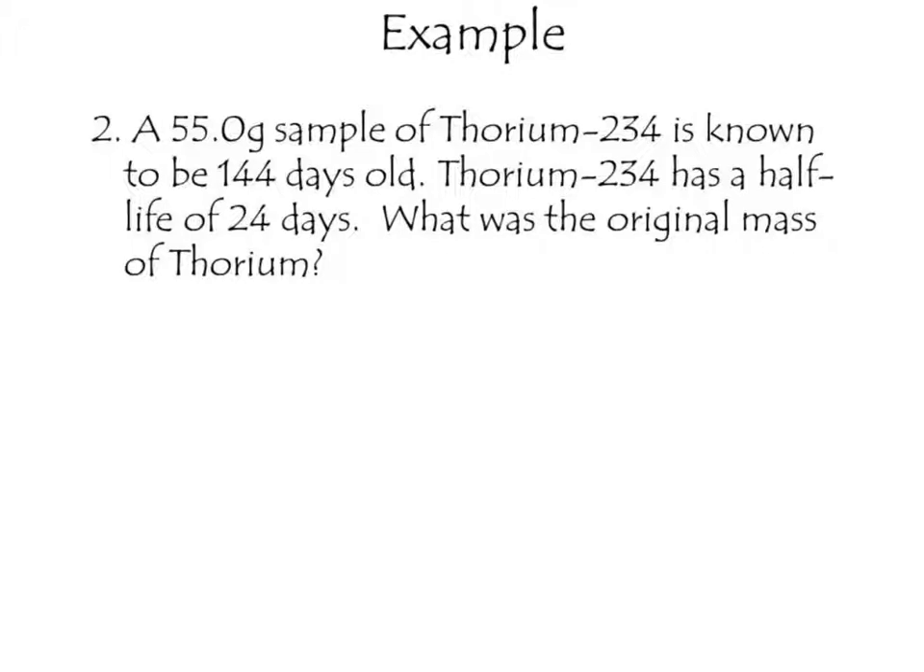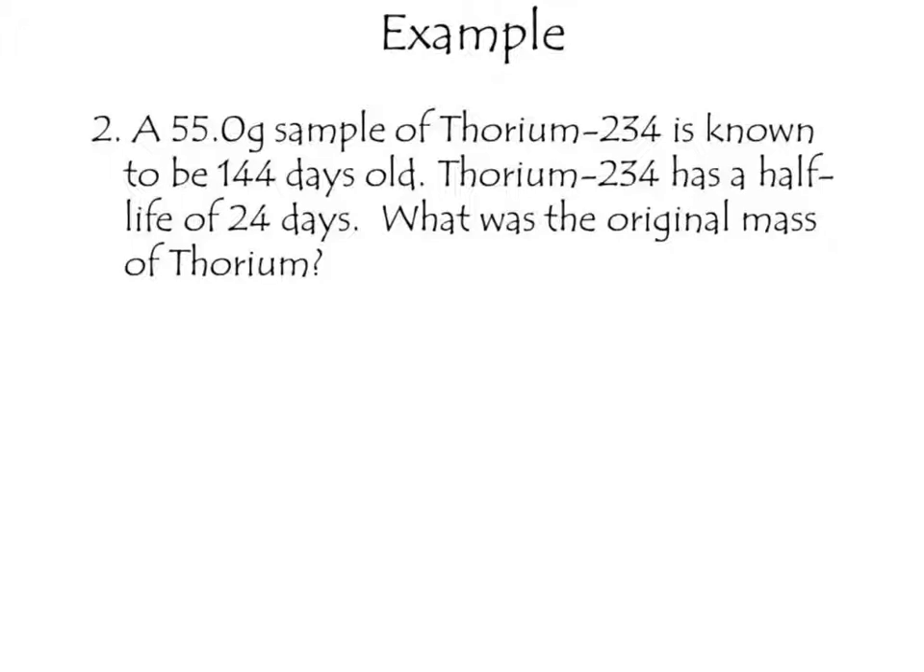All right, in this example, instead of us being given the original mass and solving for the final mass, we have a few more components that have been added to this. We are given now the time elapsed, so the total amount of time or how old it is, and the half-life of the radioisotope. So this example states that we have 55 grams of thorium-234 that is 144 days old. Thorium-234 has a half-life of 24 days. What is our original mass of thorium?